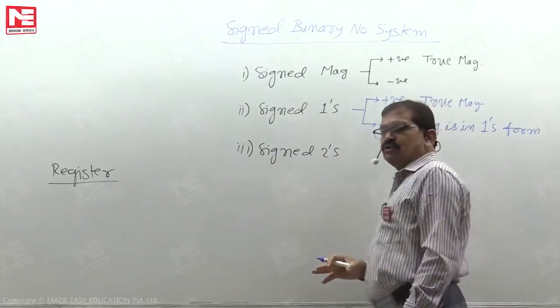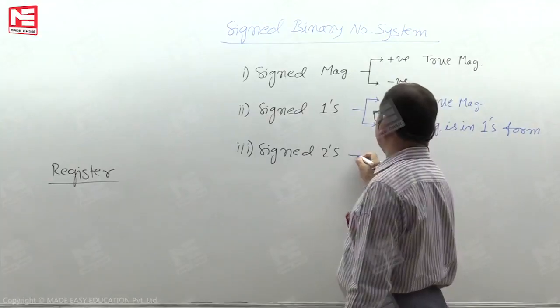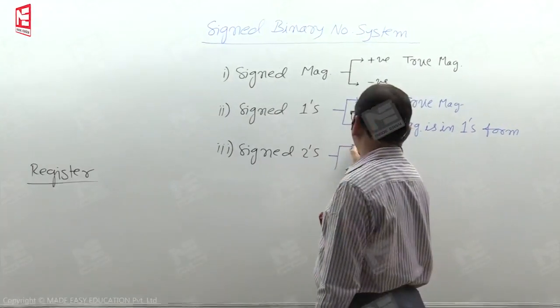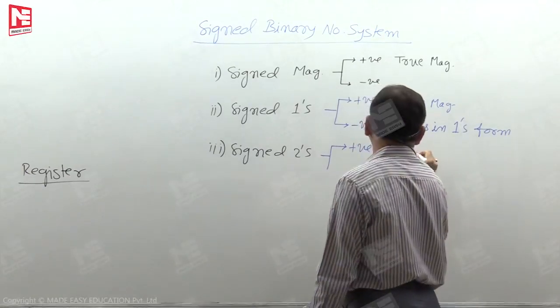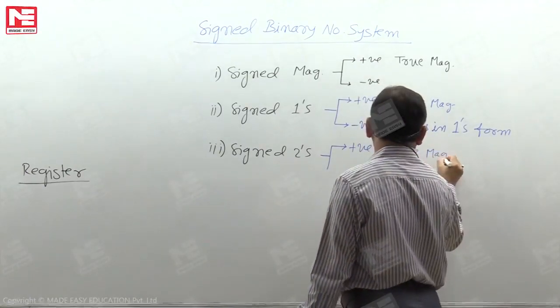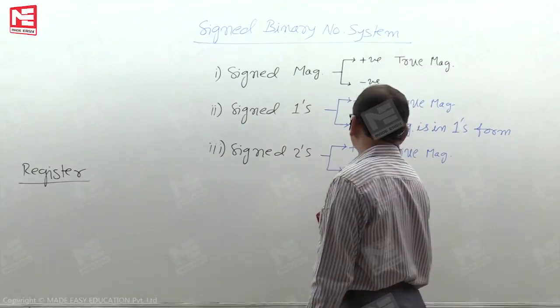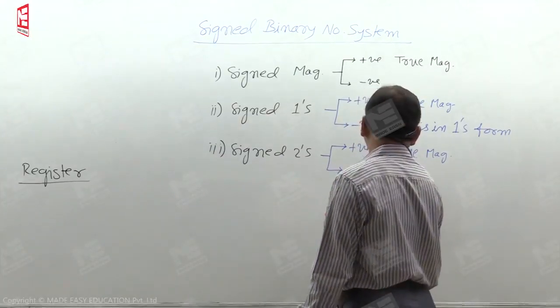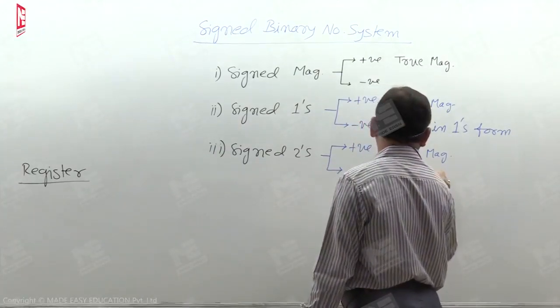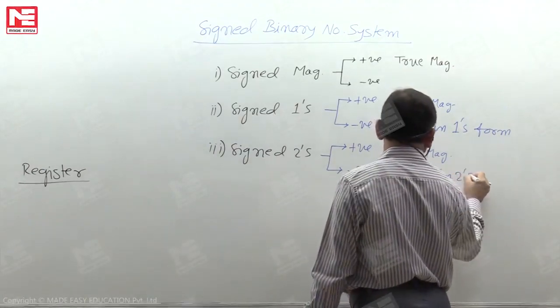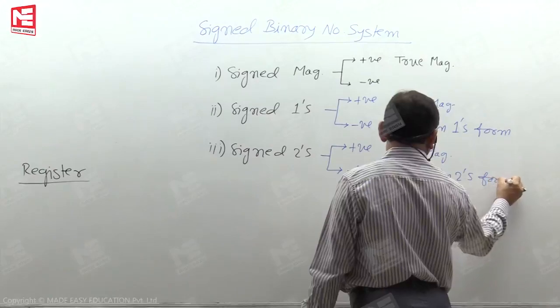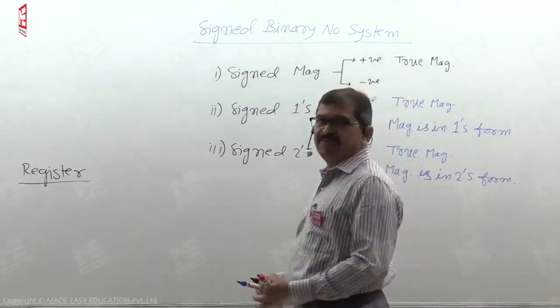In the case of the sign 2's complement notation, when the number is positive, the magnitude is true magnitude. When the number is negative, the magnitude is in 2's complement form.